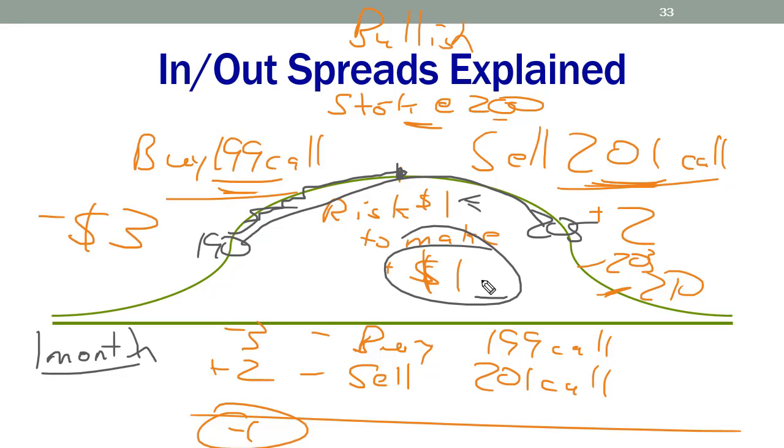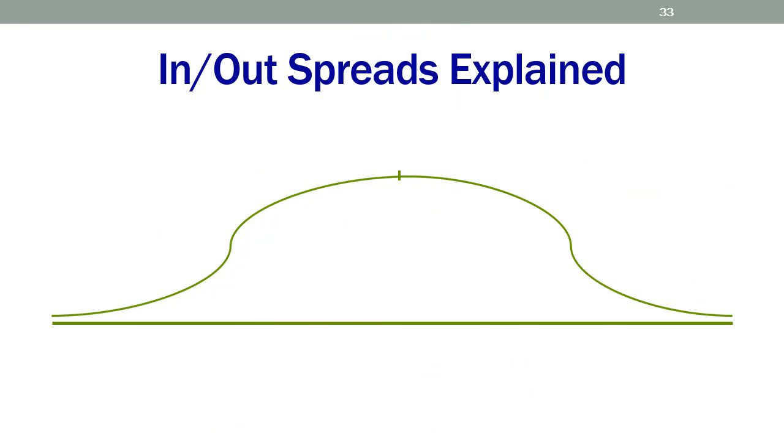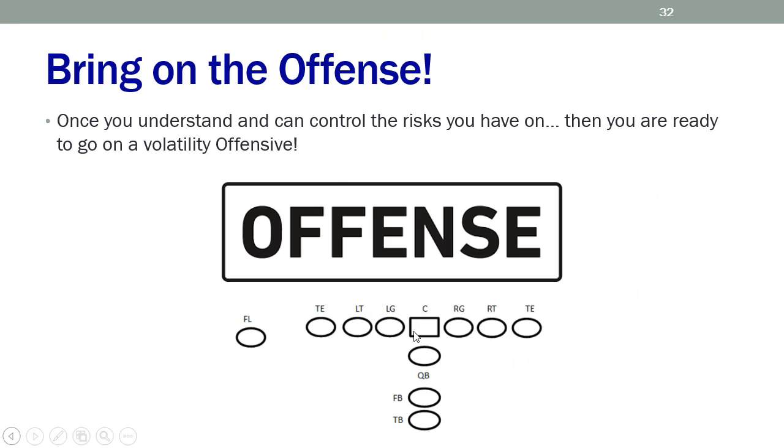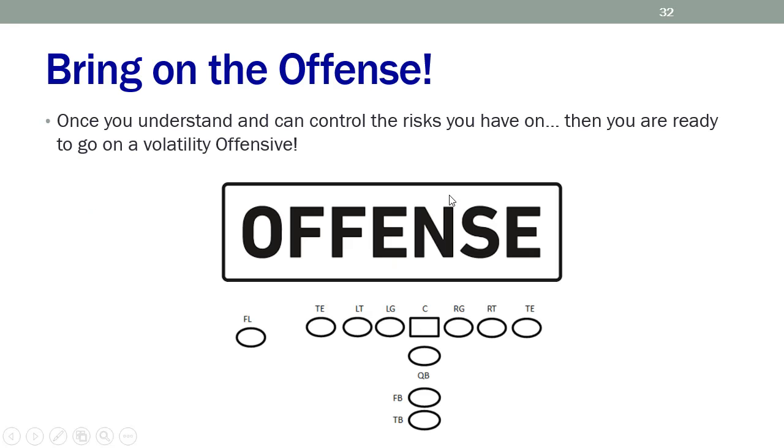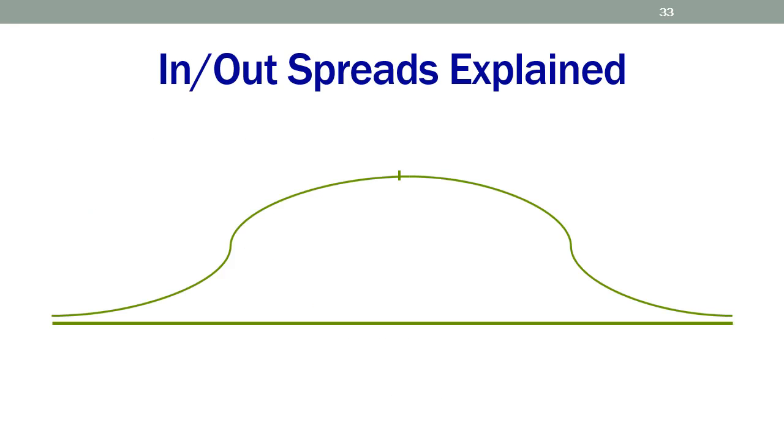In-out spreads make you impervious to wild volatility. The worst I can do in this trade is get ripped by a buck. That's it. That's the worst I can do. But the thing is, it makes me capable of sustaining the most hideous moves in this marketplace. And I said something a moment ago, and if you missed it, you're just totally missing the whole thing. You must become impervious to wild moves in order to profit from them. What the in-out spread really does, you put it on here, the market tanks here, and then rips the other direction here and rips back down over here.